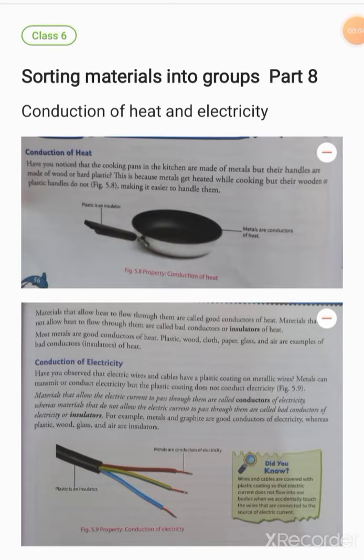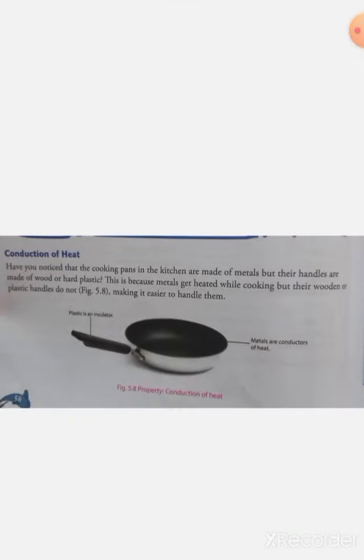Today we will discuss the chapter Sorting Materials into Groups. So in this chapter, today's topic is the conduction of heat and electricity. First we will study the conduction of heat. So let's study about the conduction of heat.